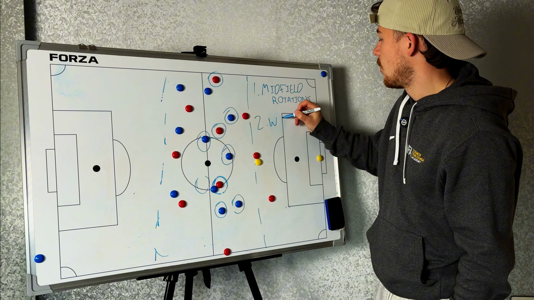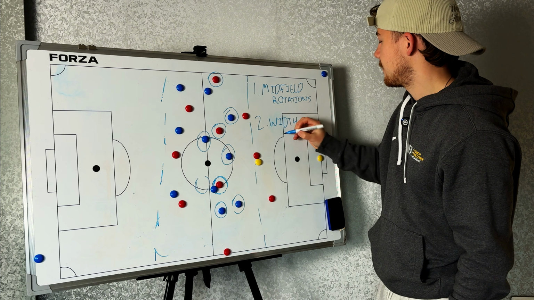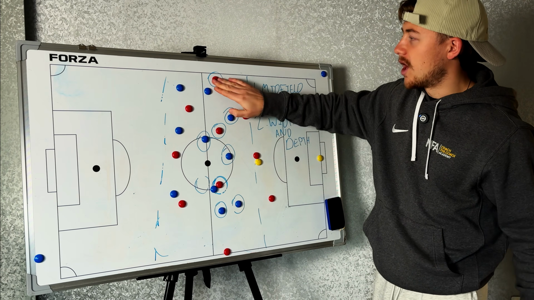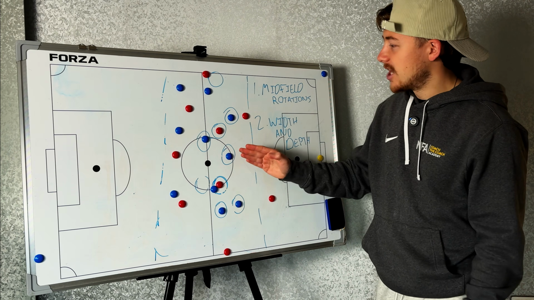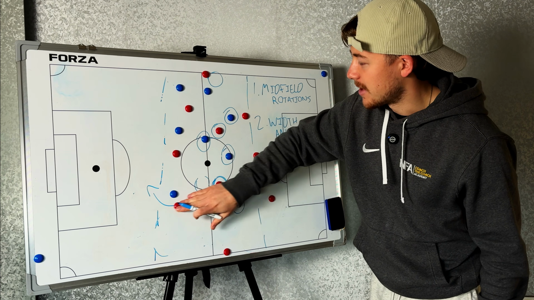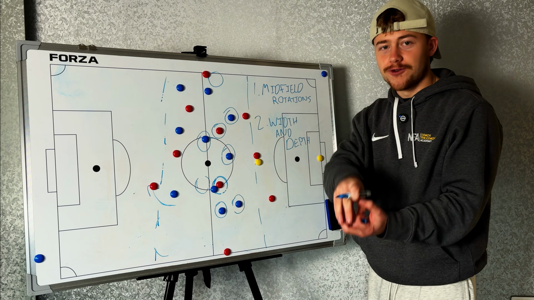And secondly, how are they creating width and depth? Okay, so who is holding the width for the opposition team? And how are they creating that depth, okay? Who is making those runs in behind, forcing the back line back? What zones are they moving from to?